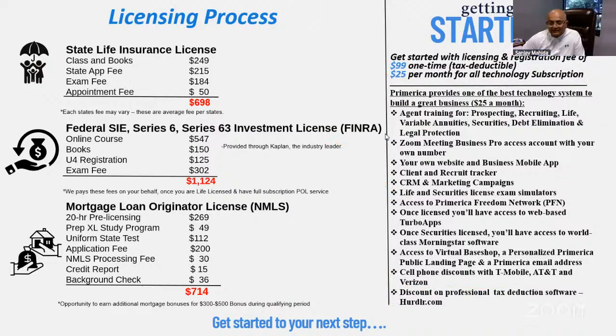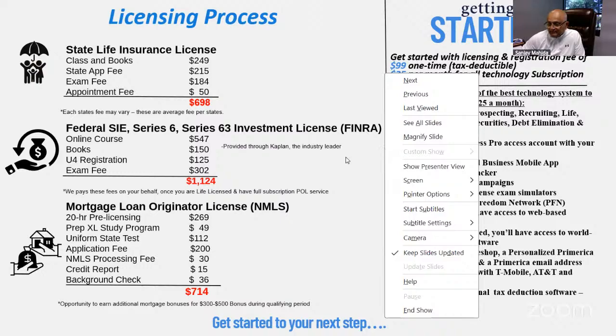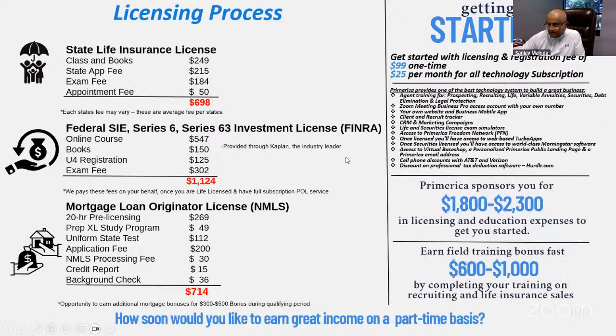Yep. Now, watch this, Jermaine. Okay. We're going to pay $1,800 to $2,300 for licensing costs. We also have a bonus program. We'll train you. So whatever you're paying, we're making sure that you get everything back. Do you see that? Yeah. We don't want you to risk your money. So any questions or comment on that?